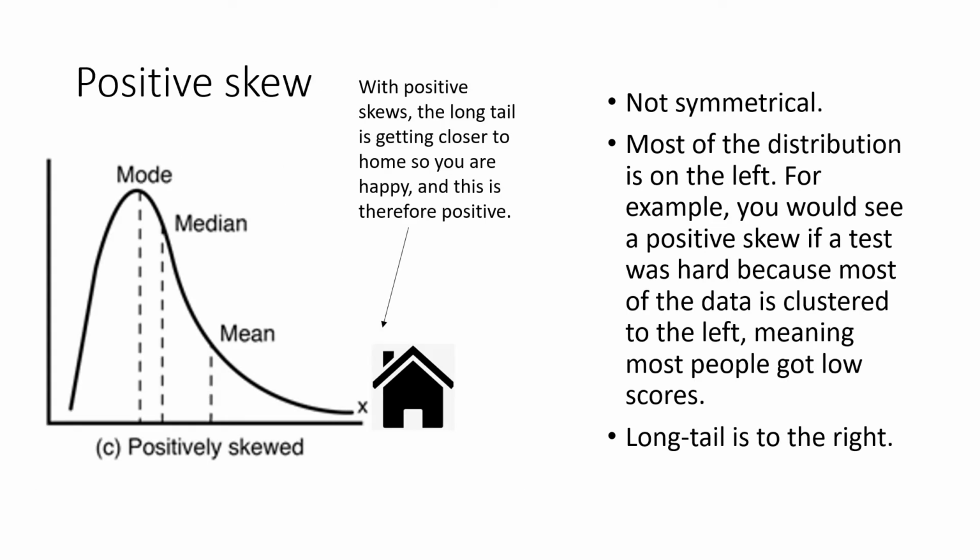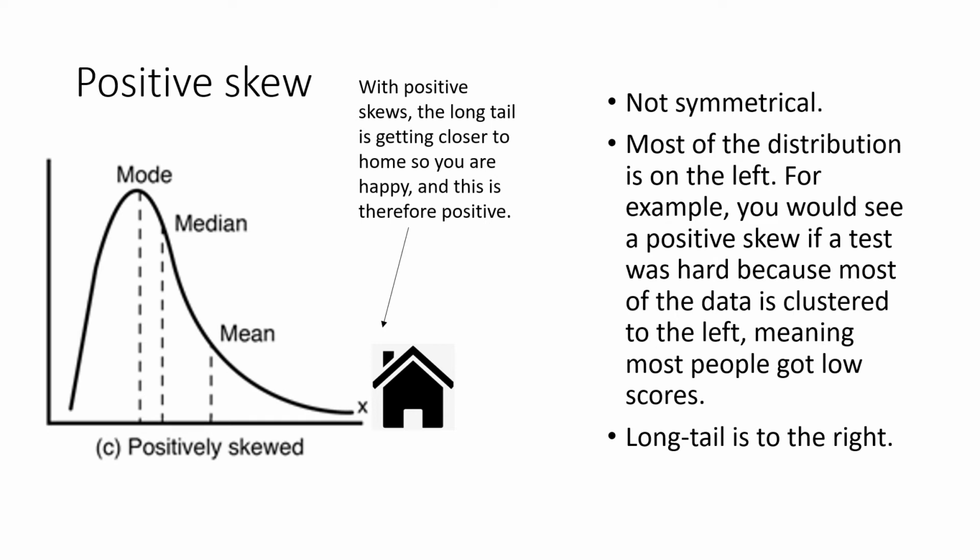If we have a look at your positive skew, you can see it is not symmetrical. So you have your mode, which is the highest point, median, which is in the middle, and then your mean is the lower point, as shown on the schematic on the left-hand side. Now, a way that I would know that this is a positive skew is by drawing a house on the right-hand side where the x-axis is, because that long tail is going down towards the home, so it's like you're happy because you're getting closer to home.